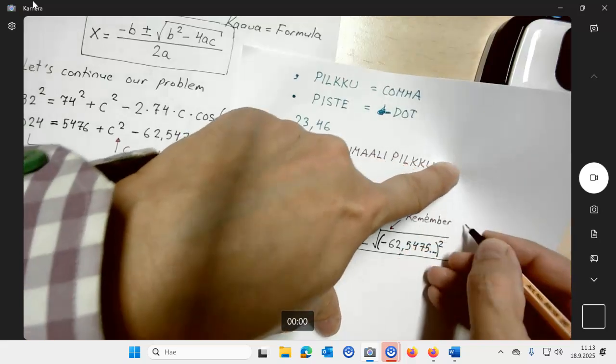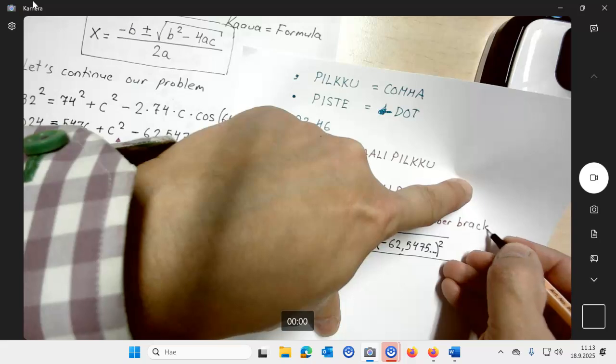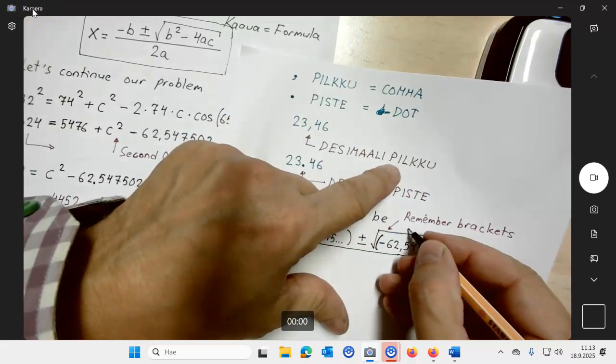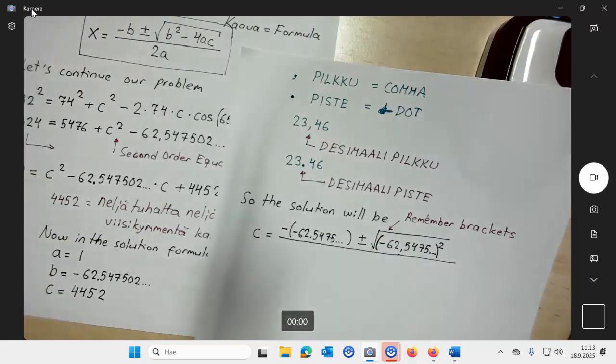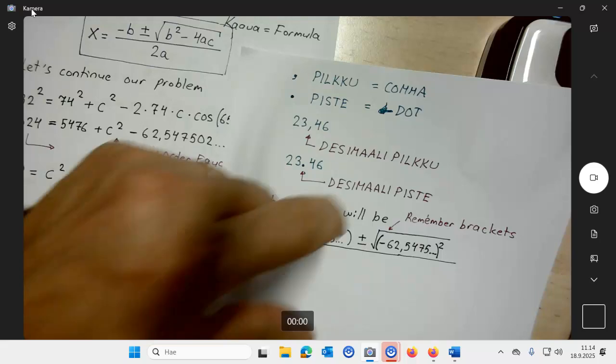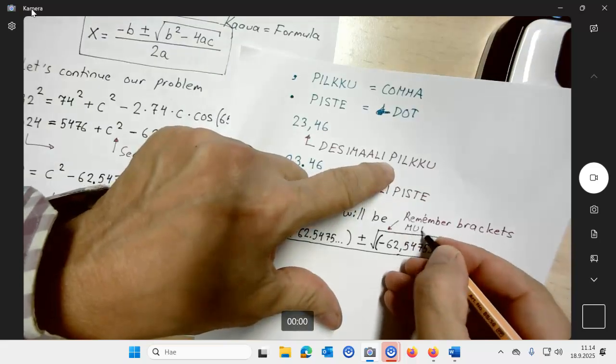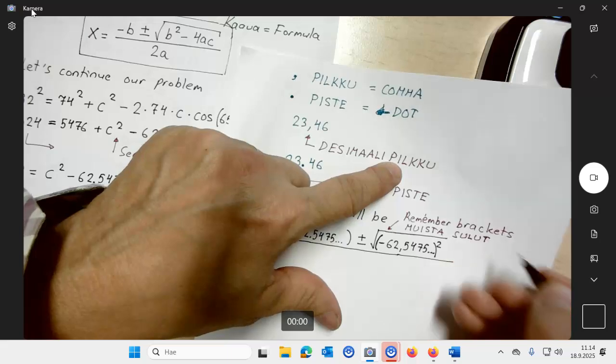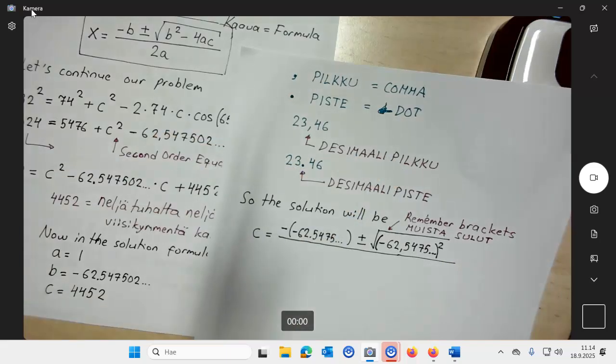Remember brackets in Finnish. Do you remember what remember is in Finnish? Muistaa. Muista. Sulut, or sulkeet also. I use mostly sulut, but sulkeet means the same.